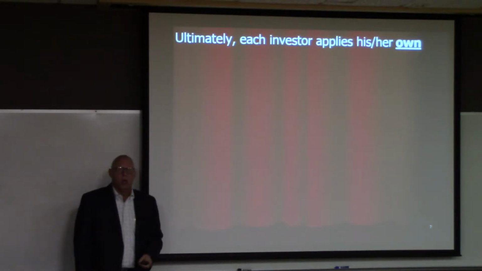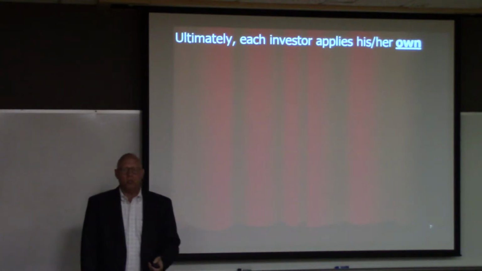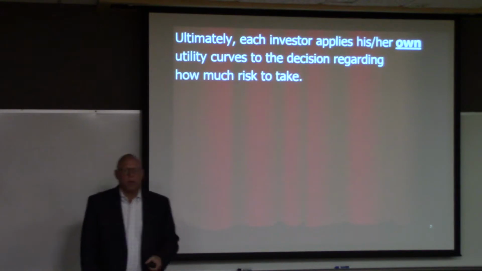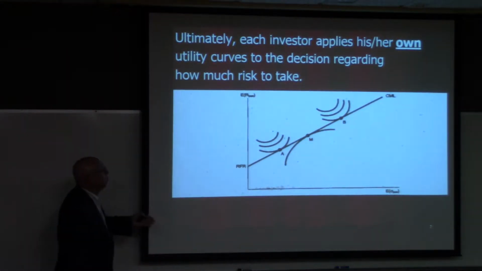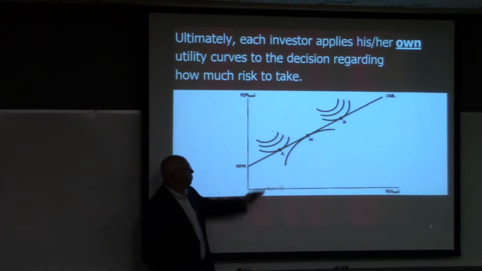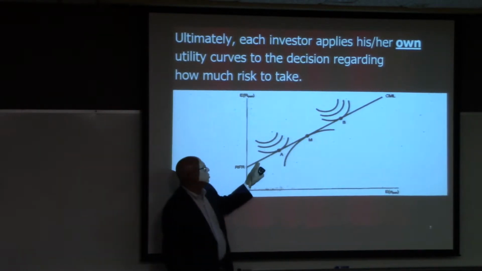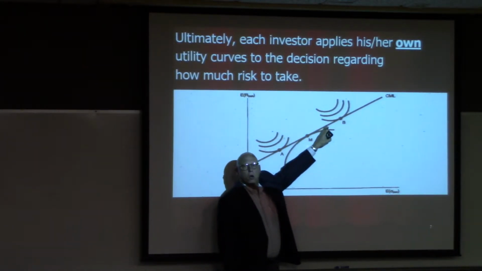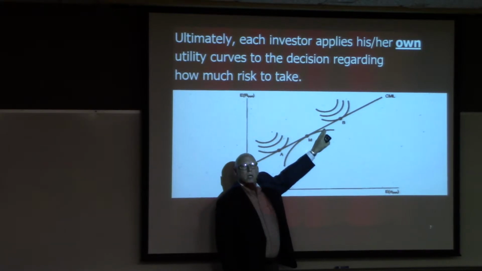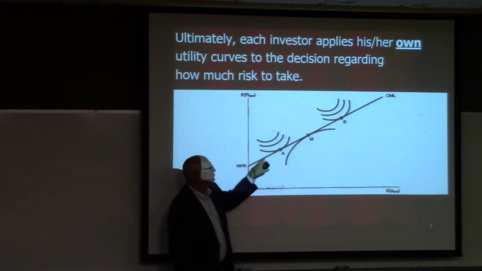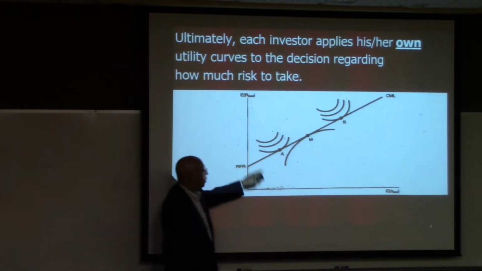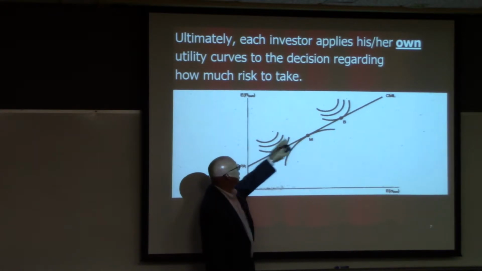Okay, three questions. Ultimately, each investor applies his or her own utility curves to the decision regarding how much risk to take. So here you go. Looks a lot like the Markowitz efficient frontier here, but now we're going to use the capital market line, and the utility curves will be based on the individual utility that each investor has. So each investor decides where on this line they want to be, how much risk they're willing to take in exchange for the extra return they are supposed to earn.